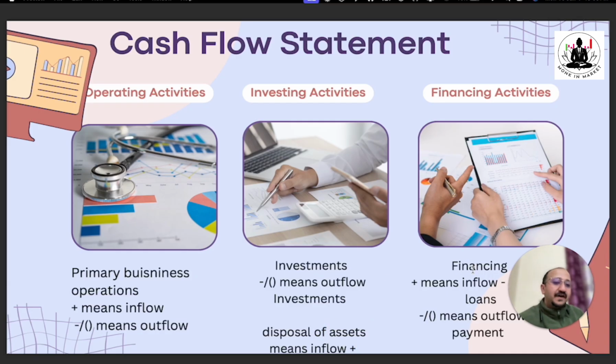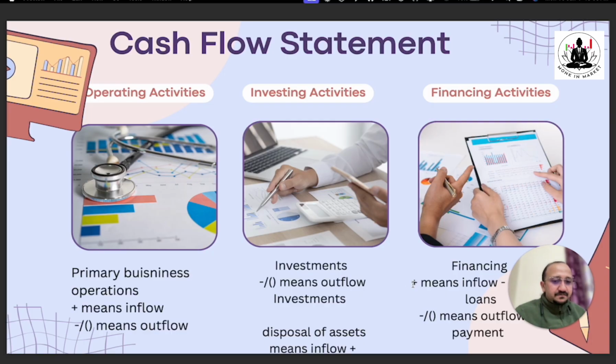Now, financing activities. Financing means, guys, how I am financing my business. Right? It is about capital. So financing activity will involve loans, debts, maybe equity. It means, to start a business or for the better execution of the business on a day-to-day basis, how I am managing my finance. Am I taking some loans? Am I using some borrowings, maybe from friends or from a bank?